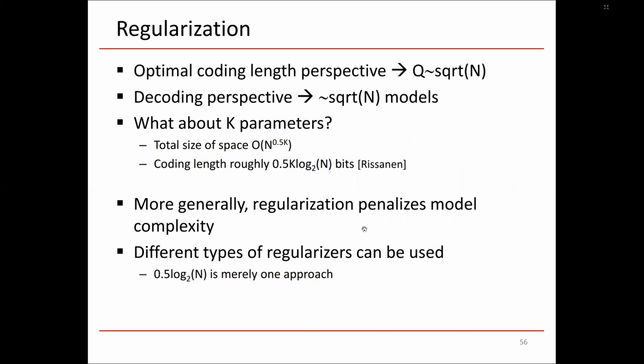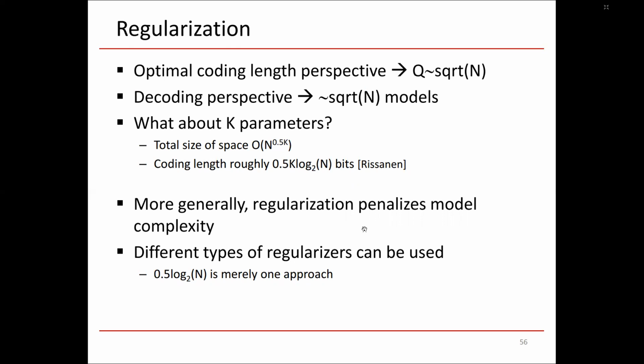And this brings us to regularization. The optimal coding length perspective in module 7b showed us that Q, the number of bins, was proportional, similar to square root of n. And of course, the number of bins is the number of models. And the decoding perspective shows us that we can differentiate between something like square root of n models. So bottom line, something around square root of n is the sweet spot.